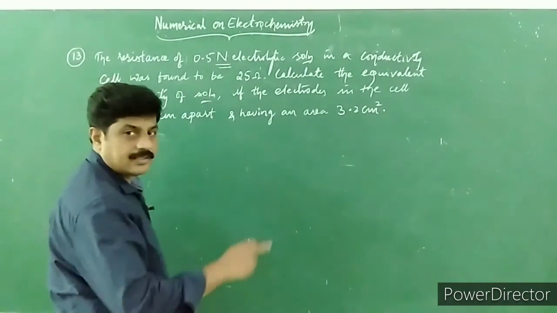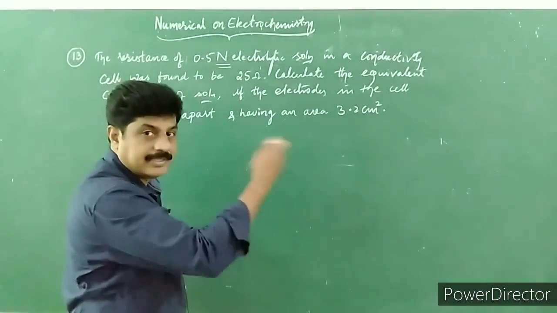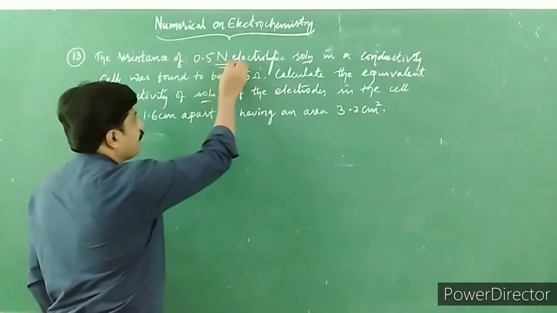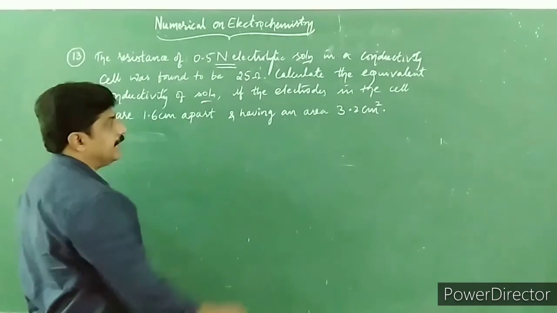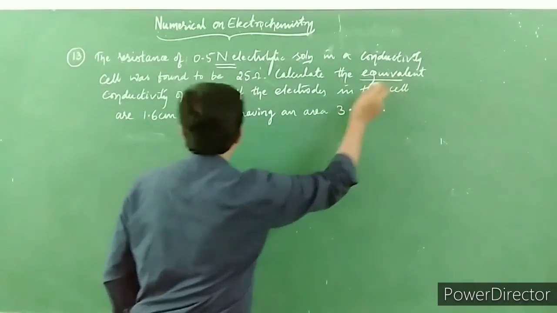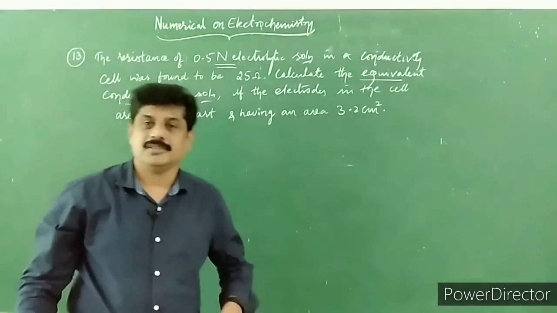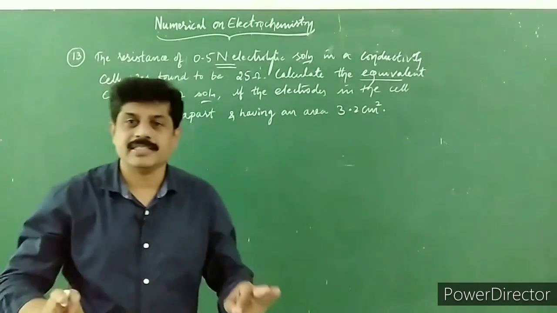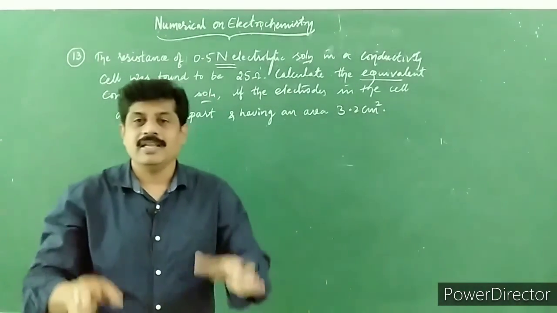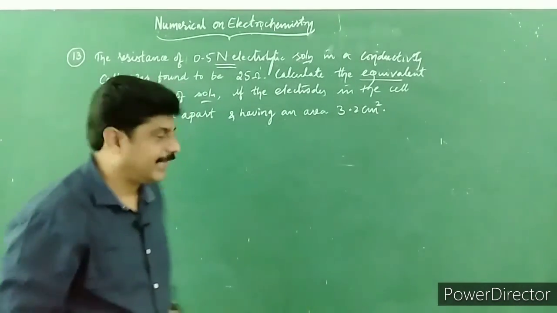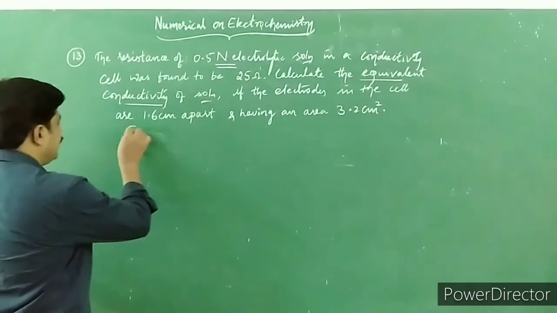Children, look at here. The only difference between the last problem and this problem is the concentration is given in terms of normality, and they are asking to find out the equivalent conductivity instead of molar conductivity. Children, no need to change anything. You have to solve the same way how you have solved the last problem. Let me take up this one, children. Given data.